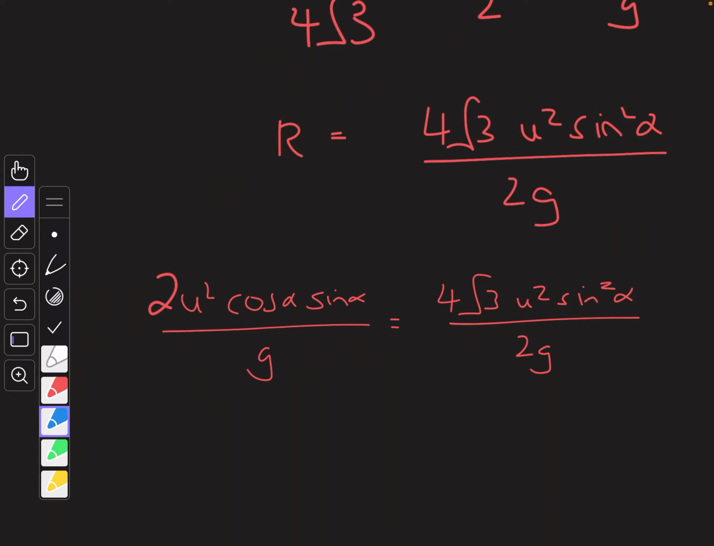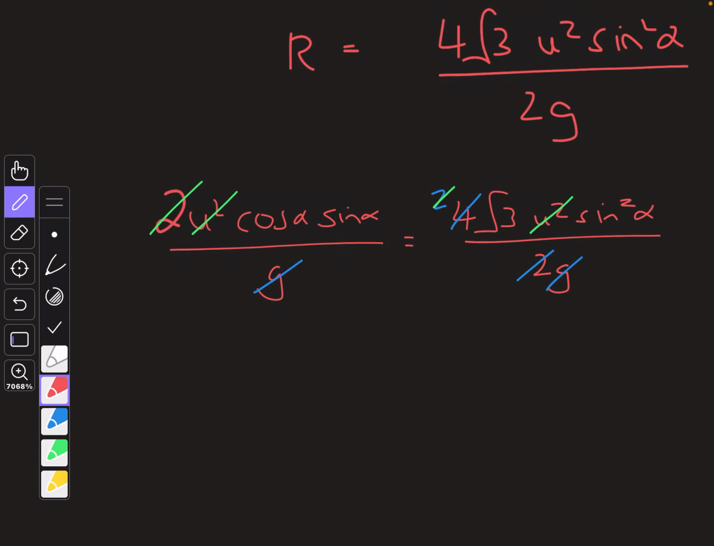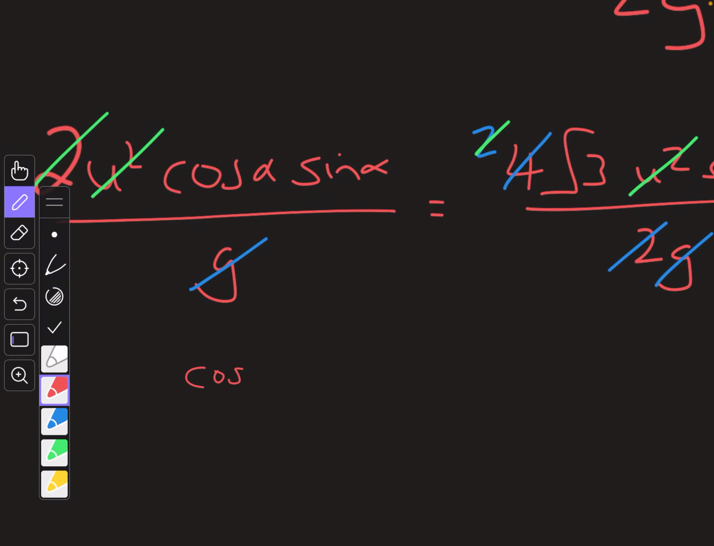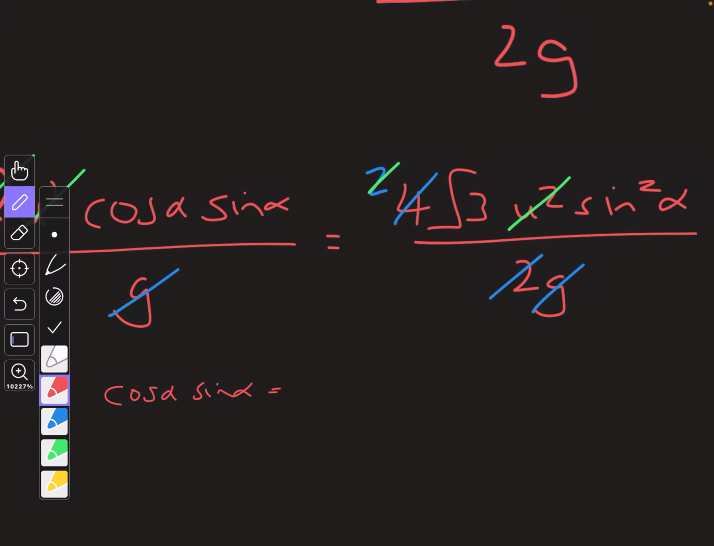So first off, they've got g on both sides. That can disappear. This 2 is going to go into this, leaving you with 2. Both sides are divisible by 2, so those 2's cancel. The u squareds cancel. And we end up getting then down to here. So cosine alpha sine alpha equals root 3 sine squared.